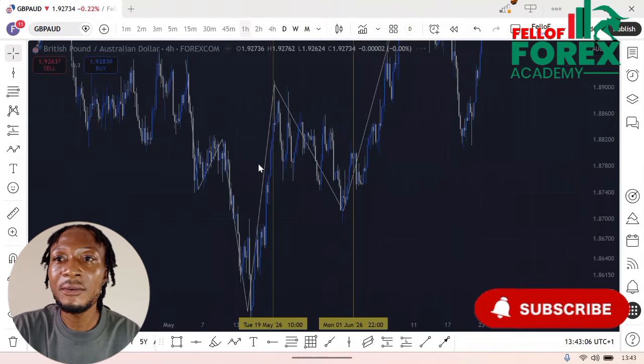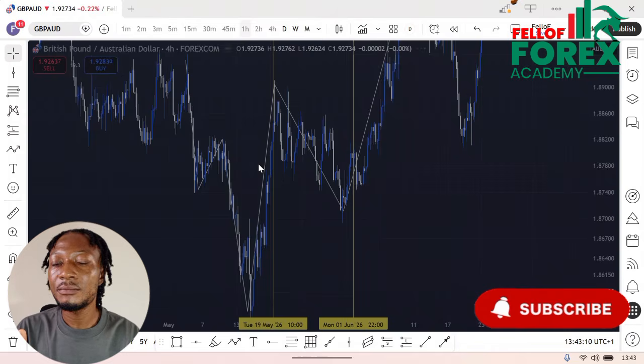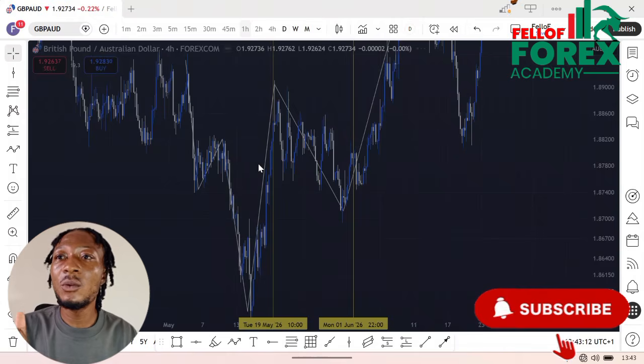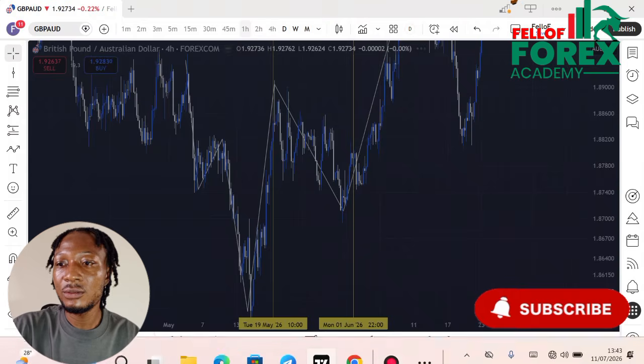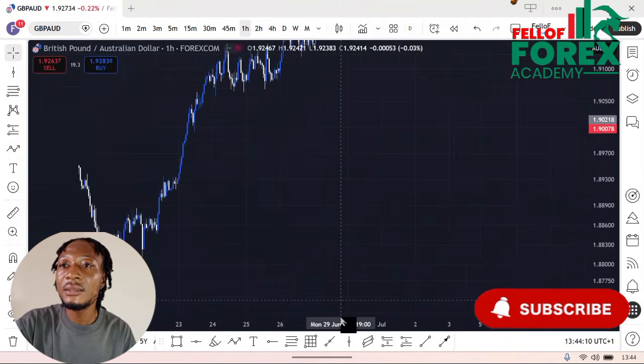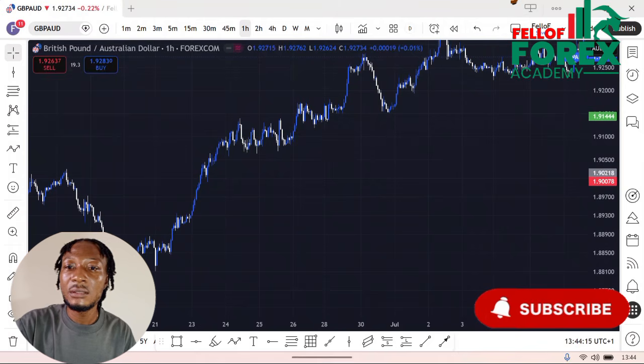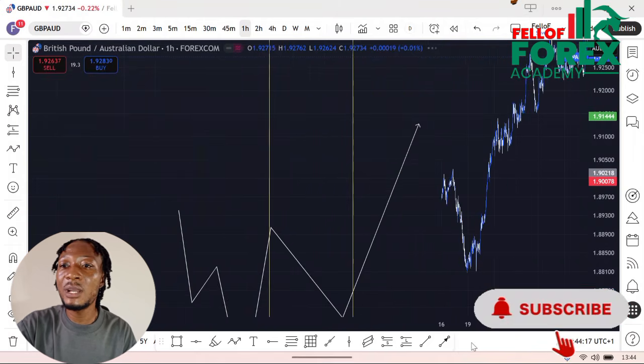So let's go down to the 1 hour. From the 1 hour, we keep going down, okay? Because what matters most is the overall structure. So once the overall structure tells us we are bullish, then we are bullish, okay? So overall structure has told us we are bullish.